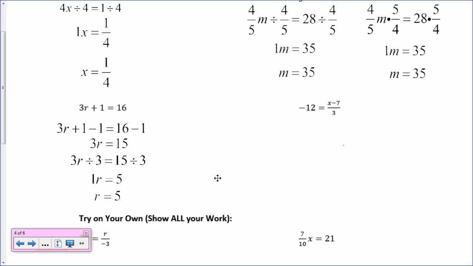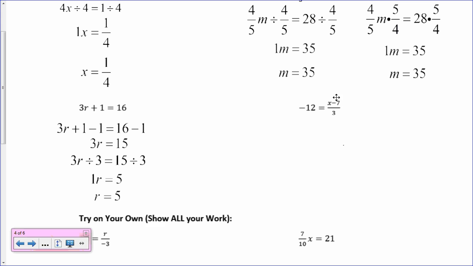Okay, and our last one, I want to say this one's a little bit trickier just because it's got a common mistake that happens a lot with it. Okay, so let's look at it. Negative 12 equals x minus 7 over 3. Okay, now SADMAG says undo the subtraction before undoing the division, right? But here's where the mistake happens. This is where you really need to know GEMDAS, okay?